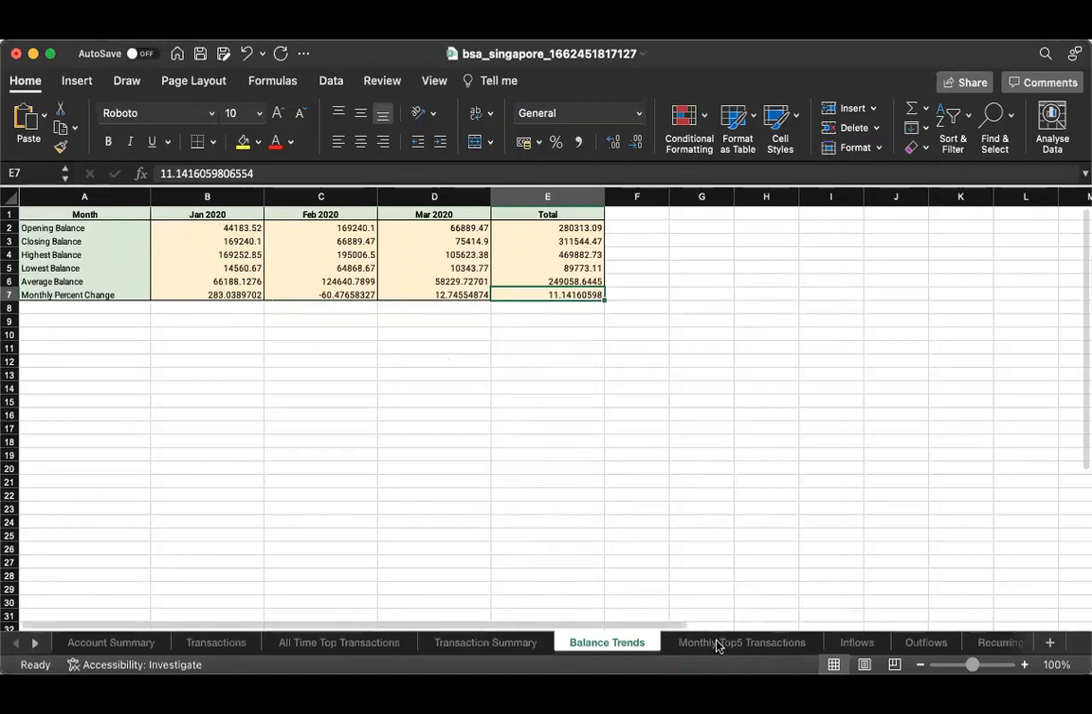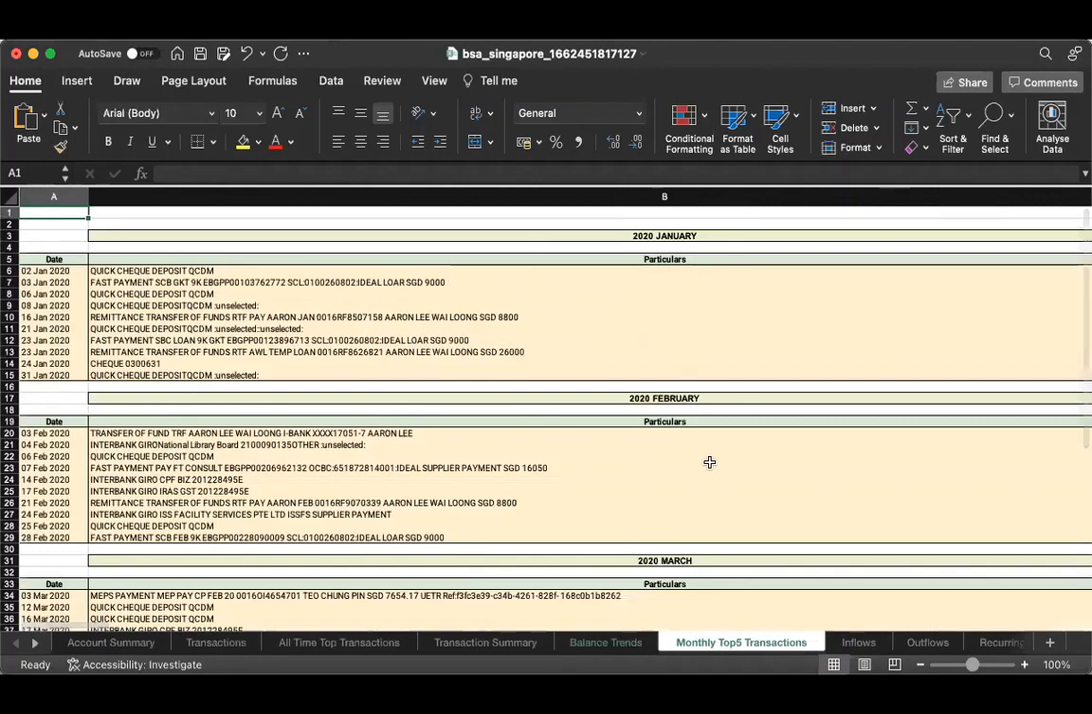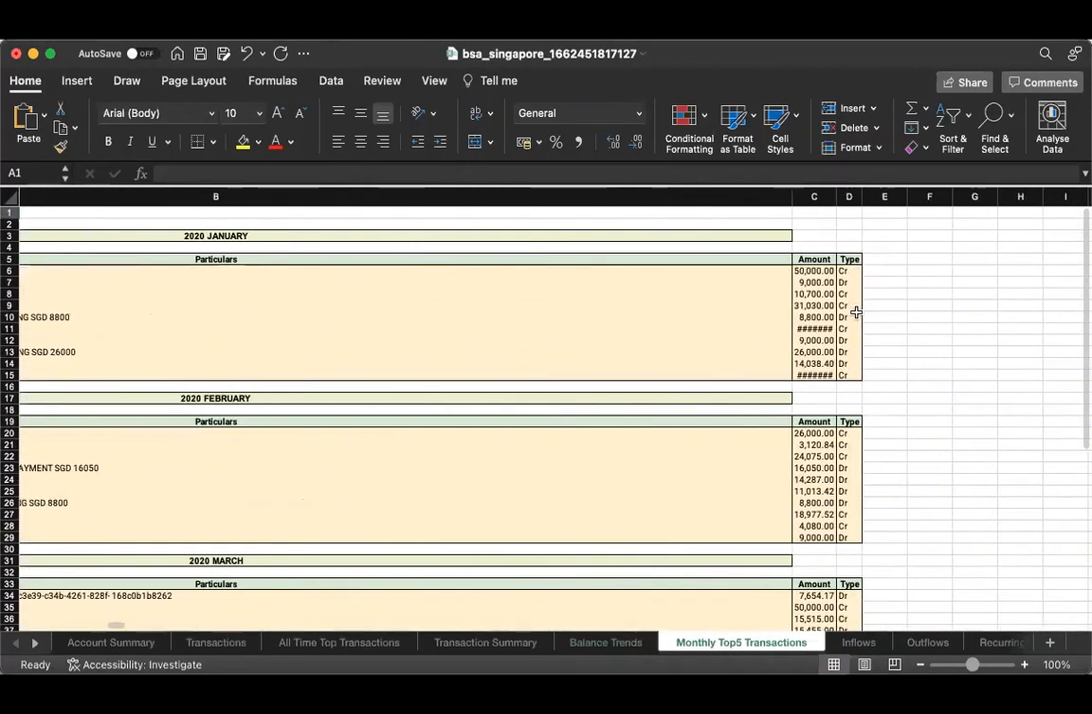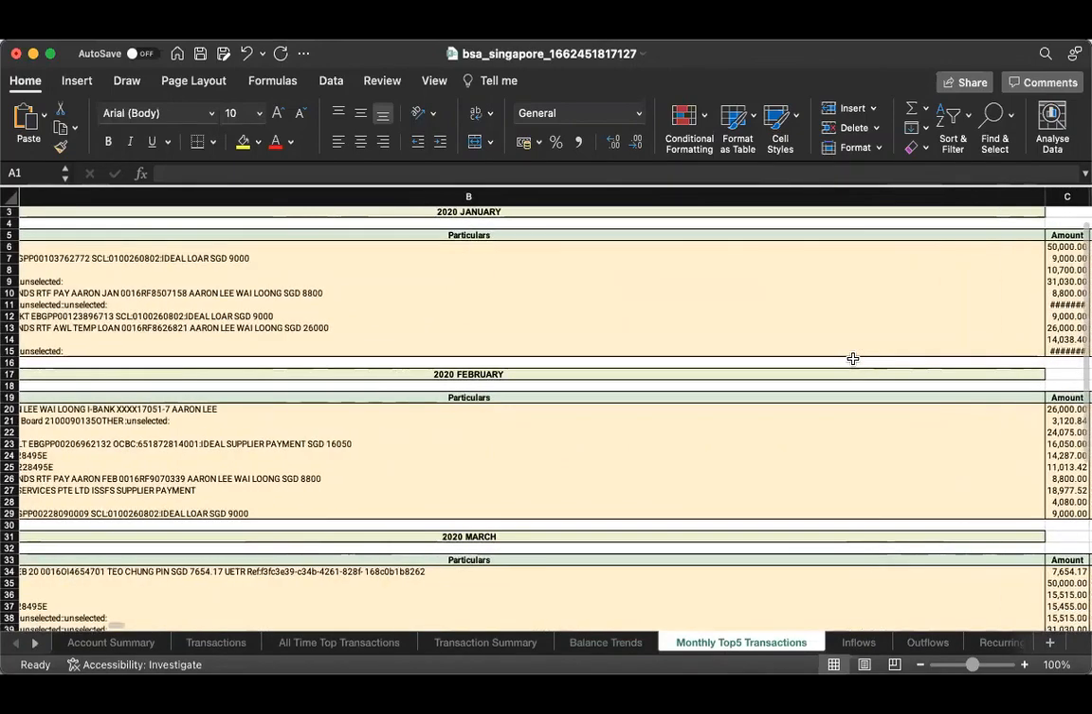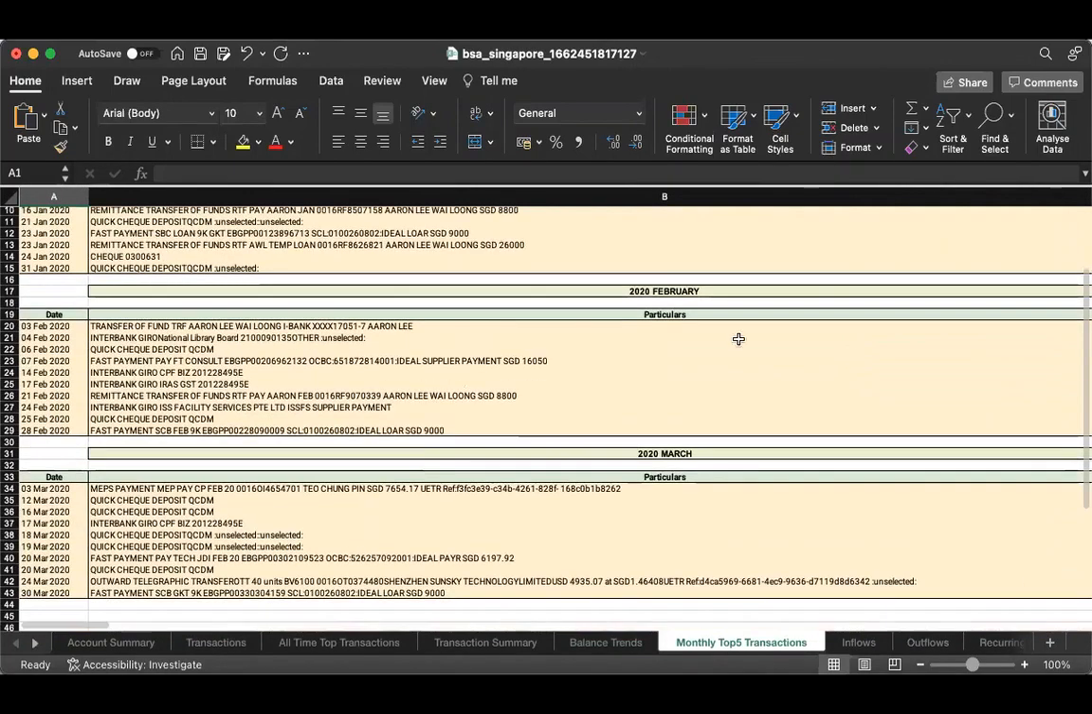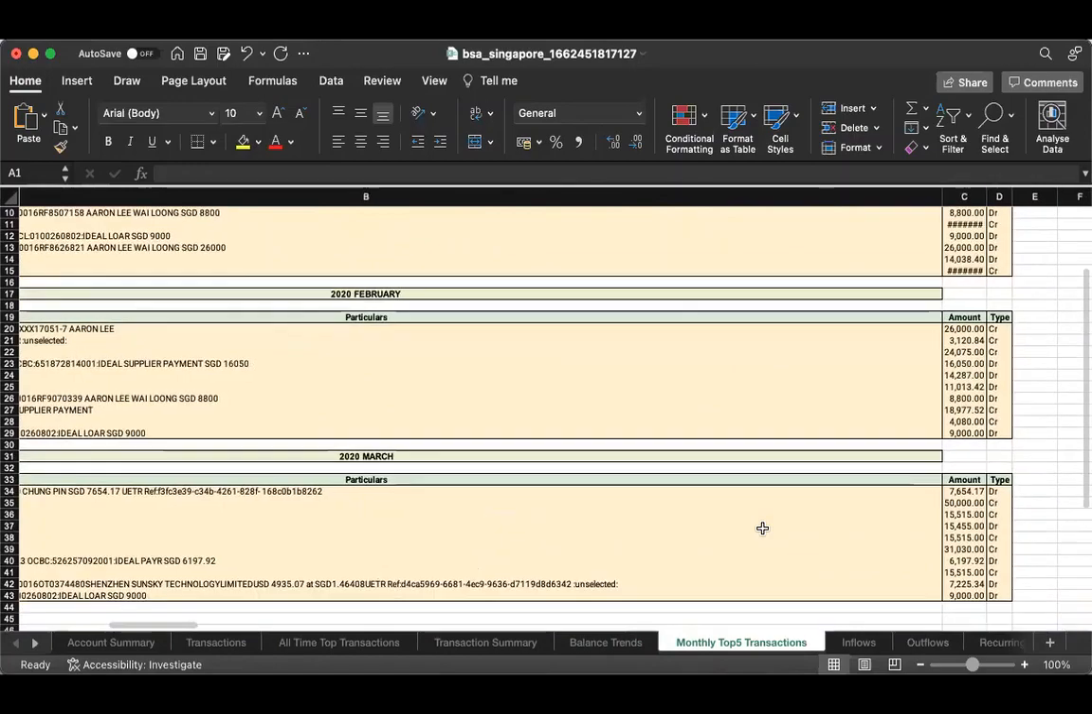account. Next, we also have the top 5 transactions on a monthly basis. Again, top 5 credit and debit transactions which are occurring on a monthly basis along with their particulars, which helps analyze the major sources of inflow and outflow.